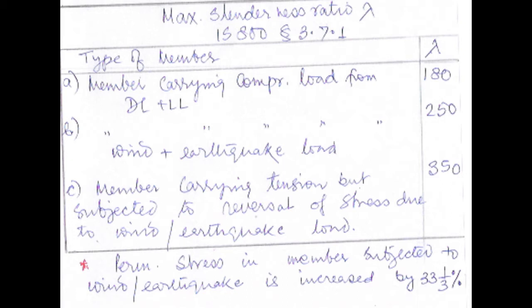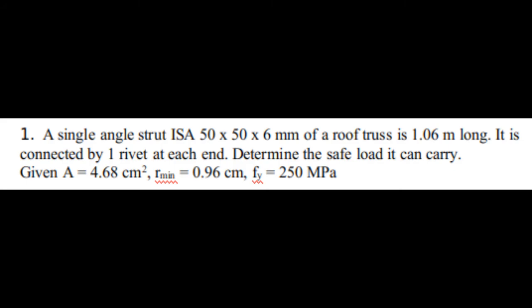And see, I have put one star mark, it is a special note: the permissible stress in a member subjected to wind and earthquake should be increased by 33 1/3%. This is another very important thing that you should keep in mind while designing a compression member. Let us see one question.